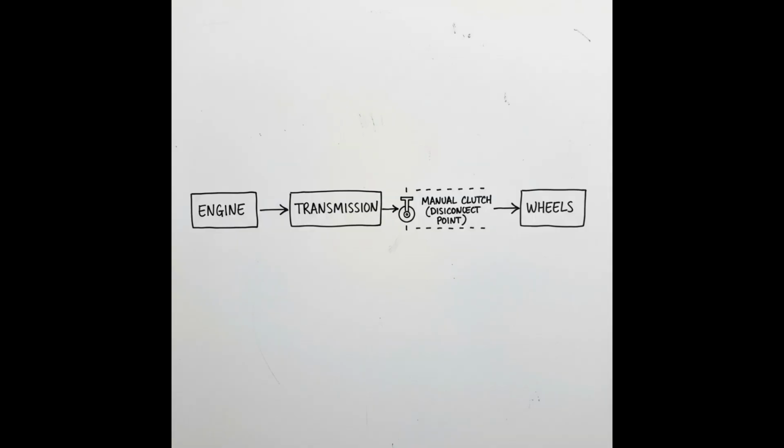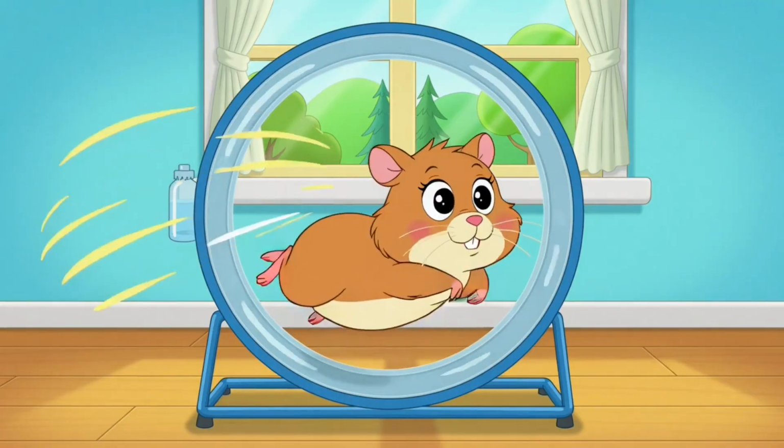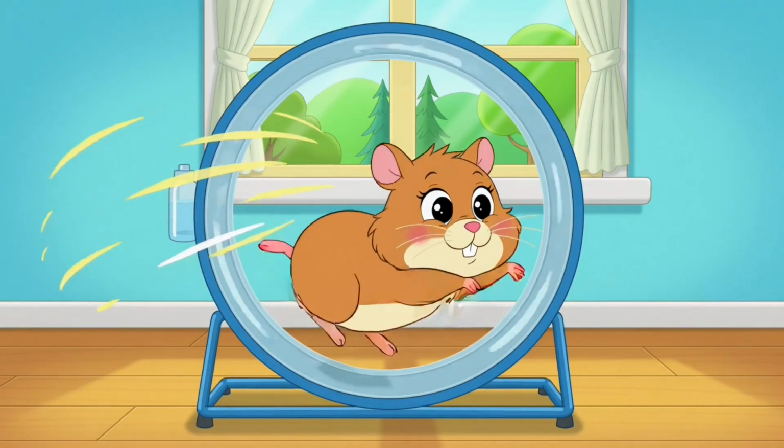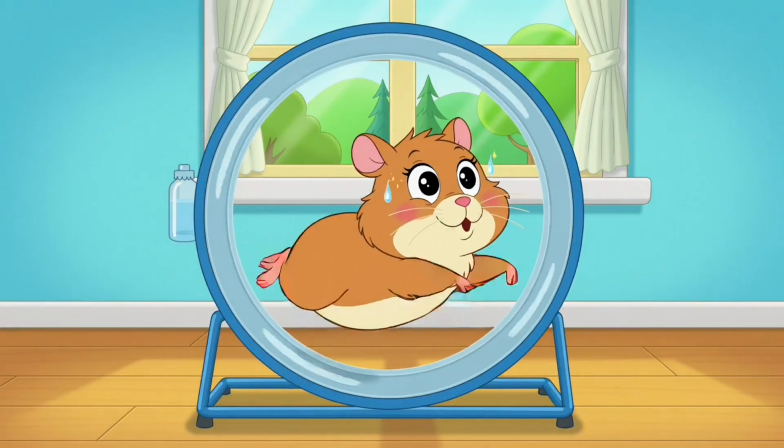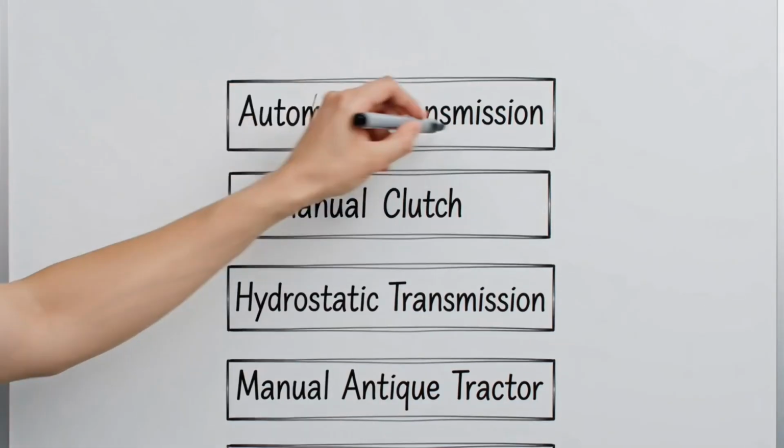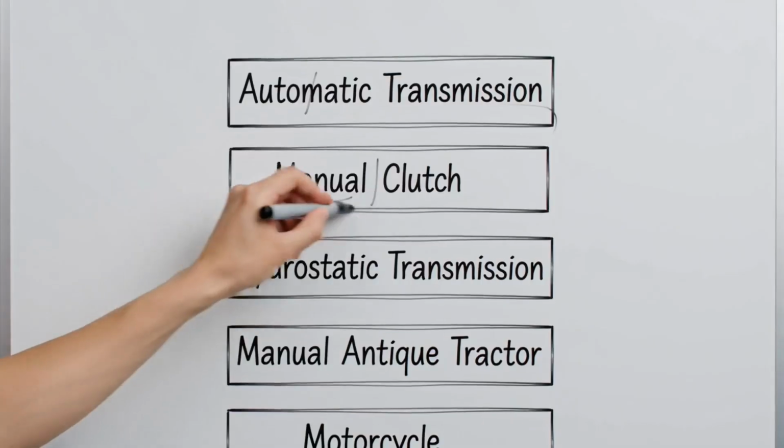At its core, moving a machine is a three-step process. The engine makes the power, the transmission transfers it, and the wheels put it to work. The engine can spin all day long, but if nothing connects it to the wheels, you're not going anywhere. Think of it like a hamster on a wheel. All that energy with zero movement. Let's look at 5 different ways machines solve this problem.